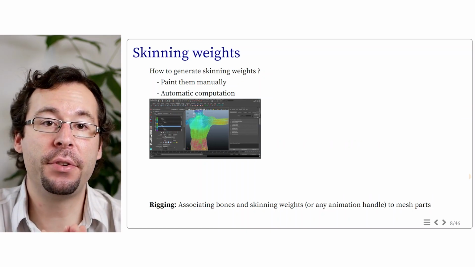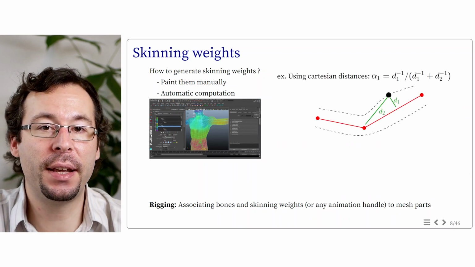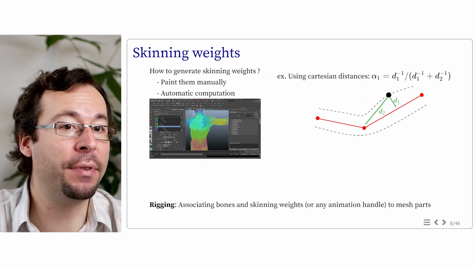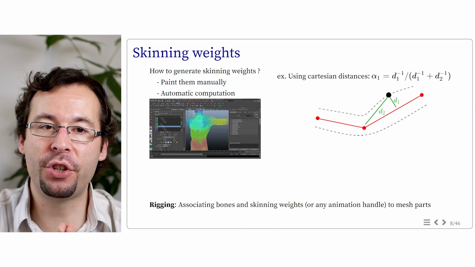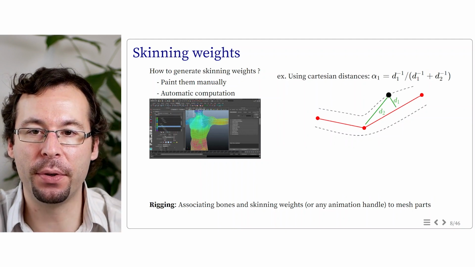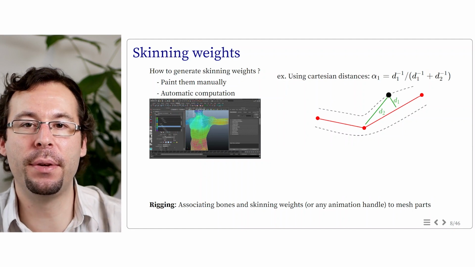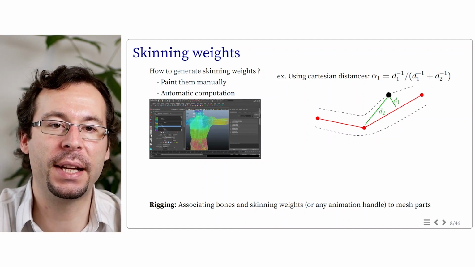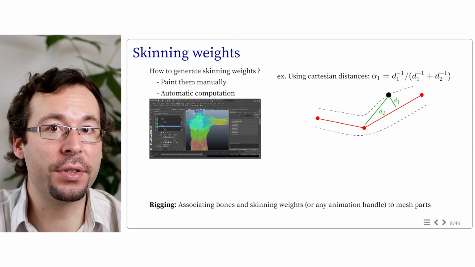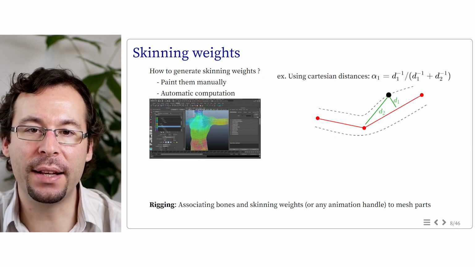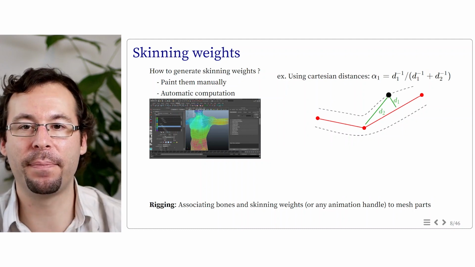Another approach is to try to generate these weights automatically. A simple idea is to say that the closer a vertex is to the segment of the bone, the higher its dependence should be with respect to this bone. We can consider the closest Cartesian distance between the position of the vertex and the bone that we call d. And then we take into account the inverse of this distance. So like that, the closer we are to the bone, the higher will be the weight.